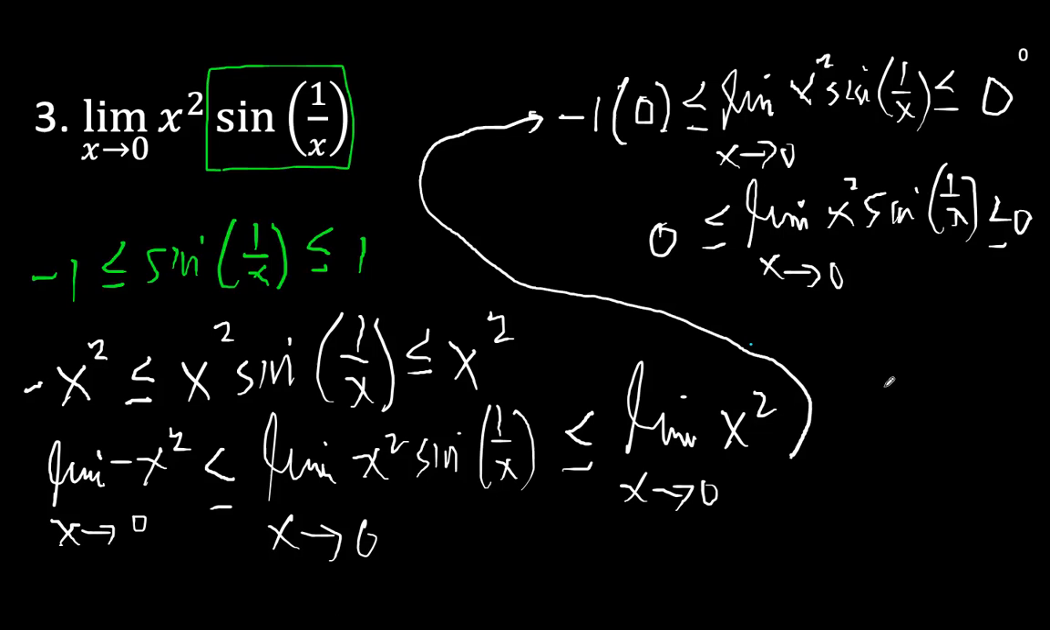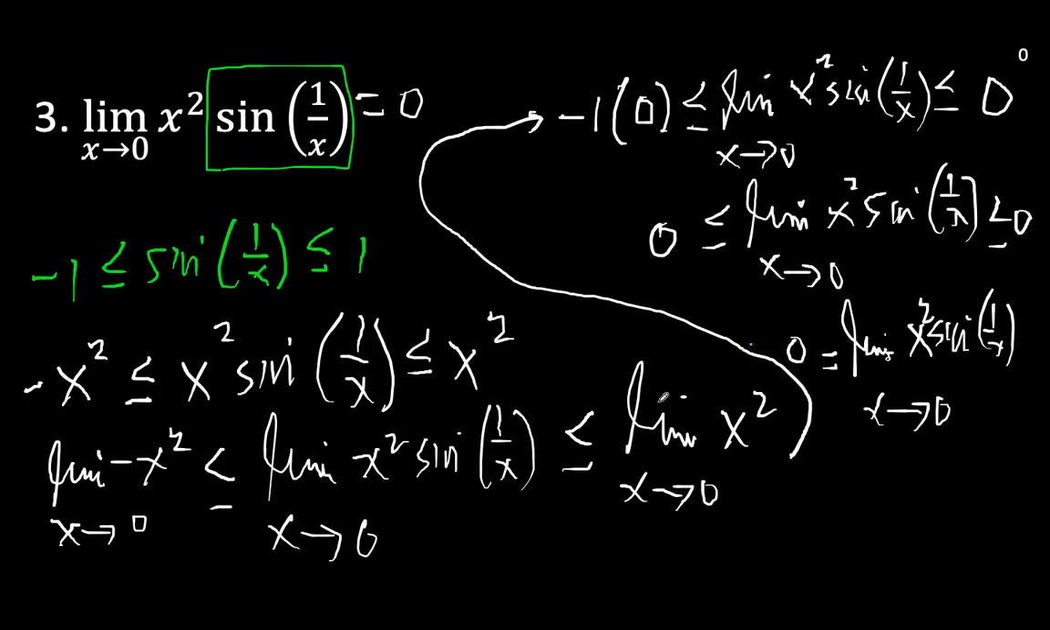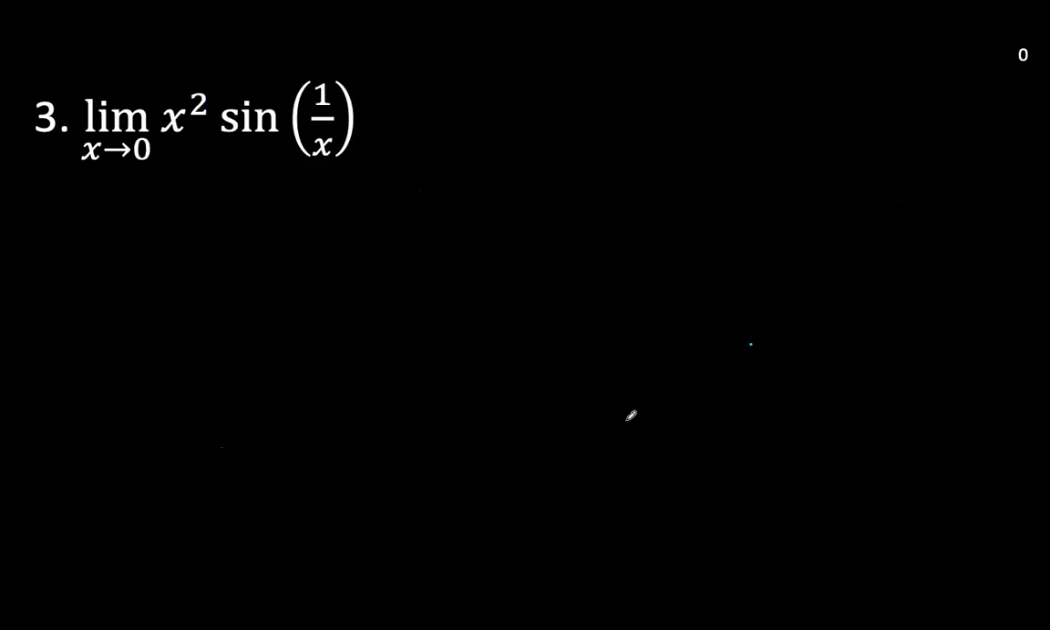And there are no other values between 0 and 0, which is 0, right? So therefore, the limit of x squared times sine 1 over x as x approaches 0 is equal to 0. So therefore, the answer here is 0. And again, I hope we got the same answer.